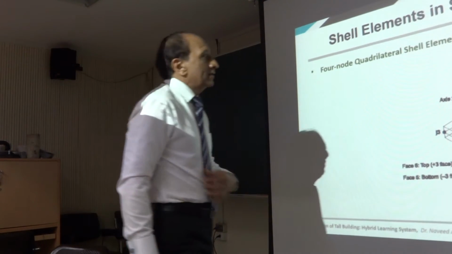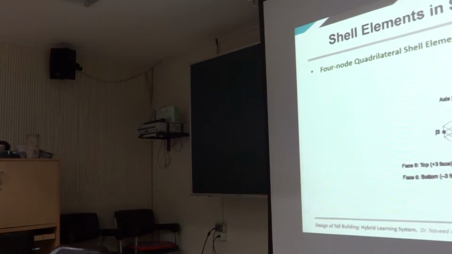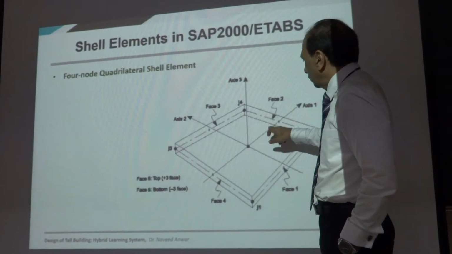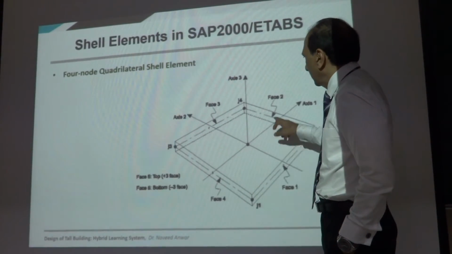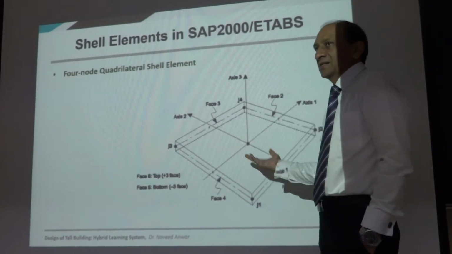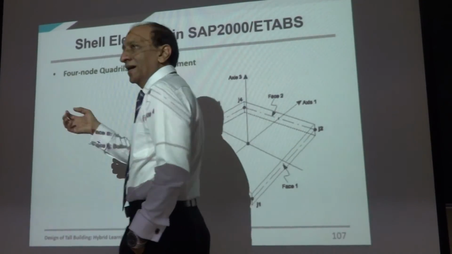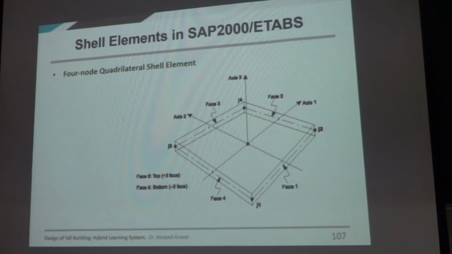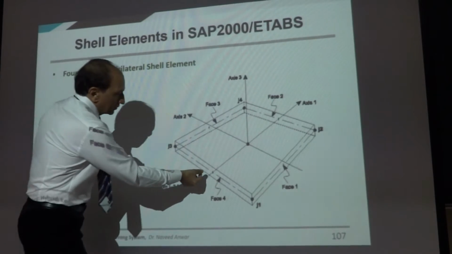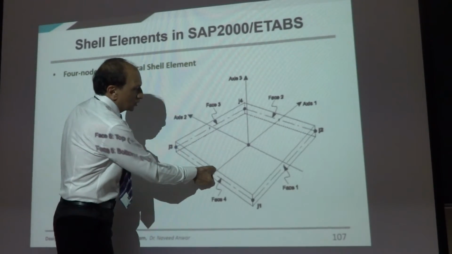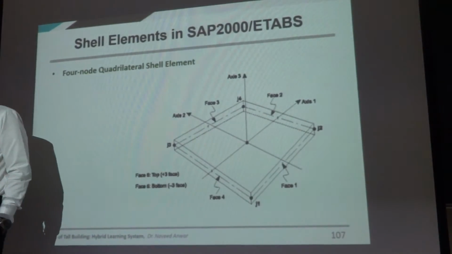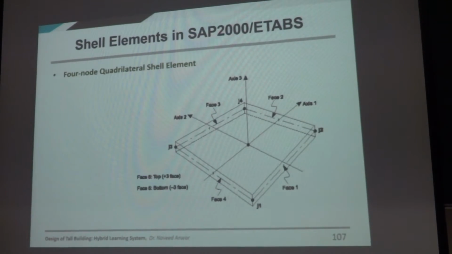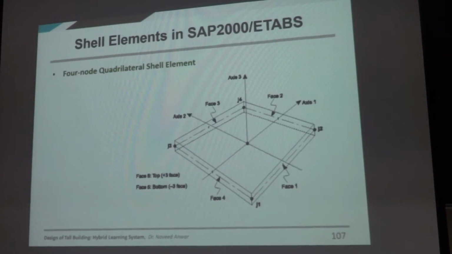This is a typical element in SAP and ETABS. So axis 1, axis 2, axis 3, face number 2. All faces are marked face 1, face 2, face 3, face 4, face 5, face 6. So these faces are important for applying stresses, forces, loads, understanding results. Even though shell is a 2D element, it still has thickness. So they create it like that, right? But it is modeled only at the mid plane, not the whole thing, right?